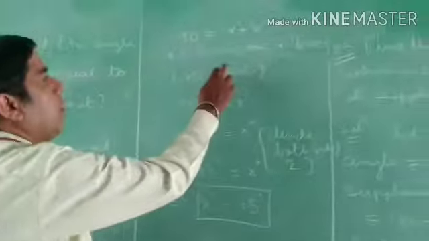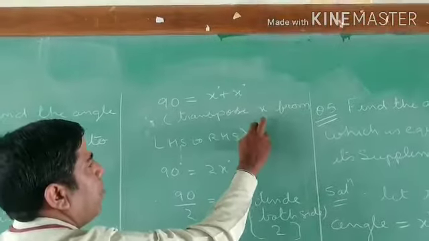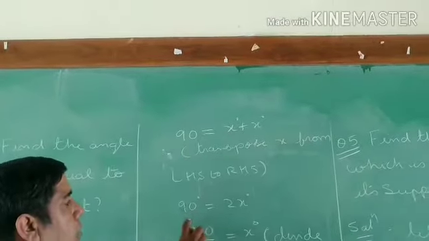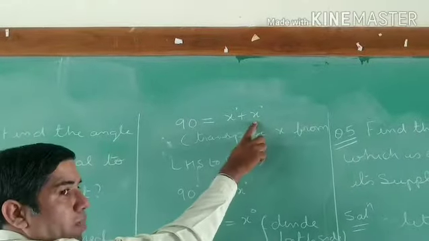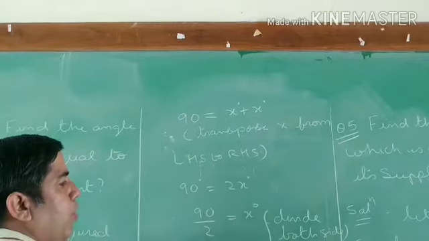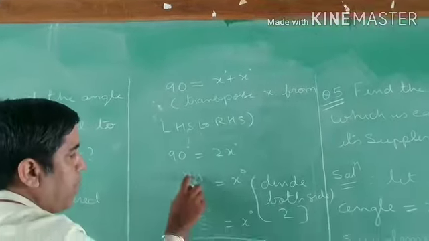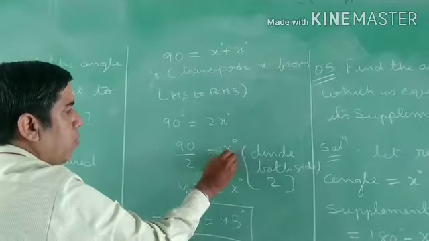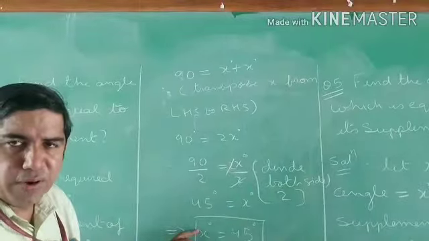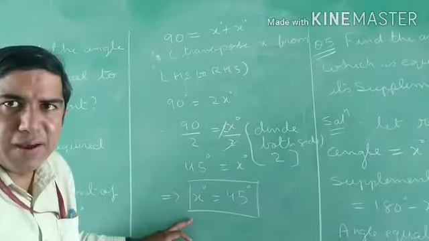So it becomes transpose x from LHS to RHS. So I have done here. Now 90 x plus x becomes how much? 2x. So it becomes 90 is equal to 2x, dividing both sides by 2. So 90 by 2, here the 2 also cancels. 90 by 2 is equal to 45 degree. So our required angle is 45 degree.